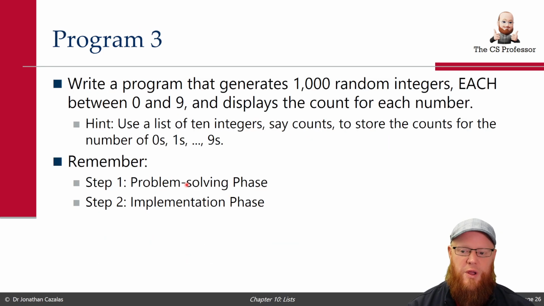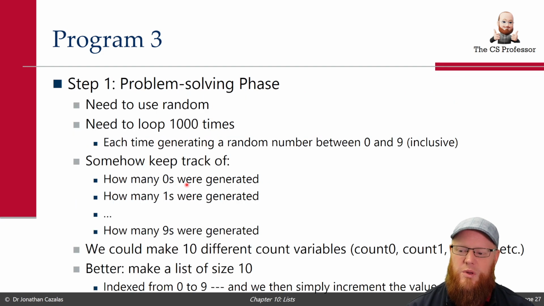Here's our first program. Write a program that will generate 1,000 random integers, each between 0 and 9 inclusive, and we want to count how many random numbers were created of each of those integers. How many random 3s, how many random 5s, how many random 6s, how many random 7s, and so on. So how would we do this? I already gave you a hint right there. But let's skip ahead. Problem solving phase.